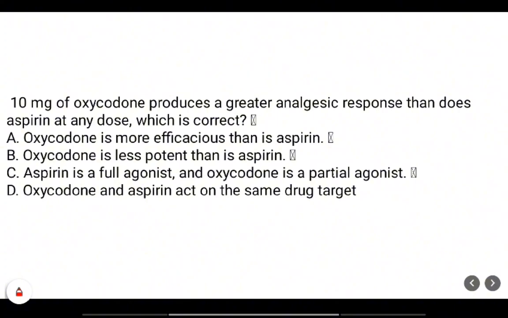Which is correct? Oxycodone is more efficacious than is aspirin. We can see here that 10 mg of oxycodone produces a greater response than does aspirin at any dose. So here we are talking about the response. So the option A is correct, that it is more efficacious. We are not talking about the potency.